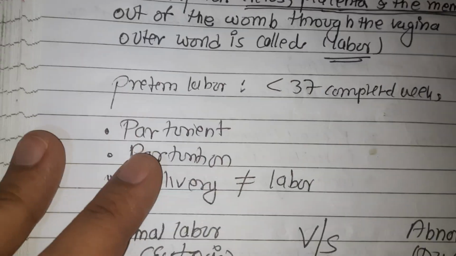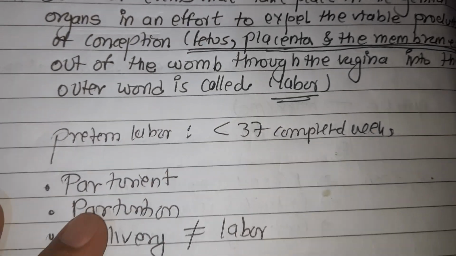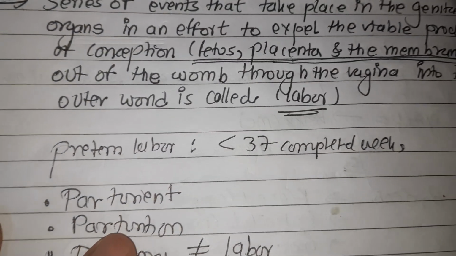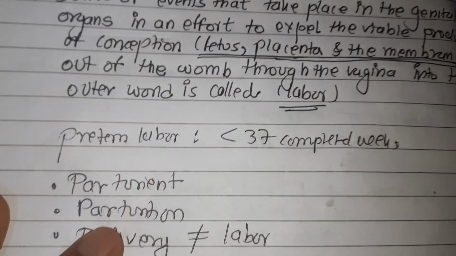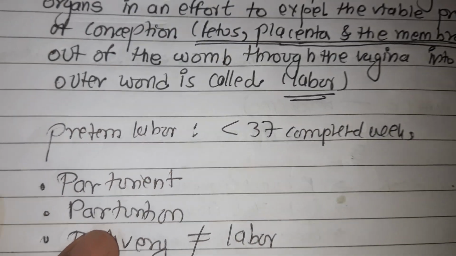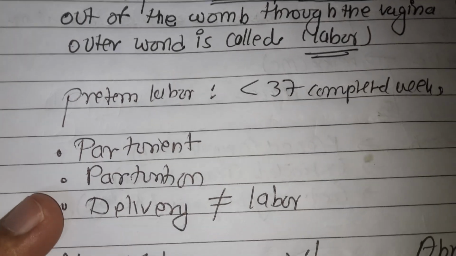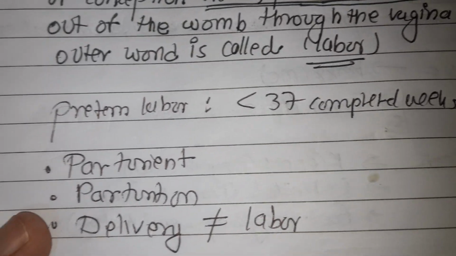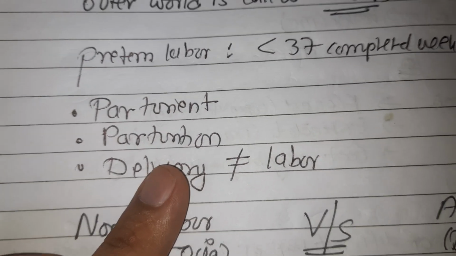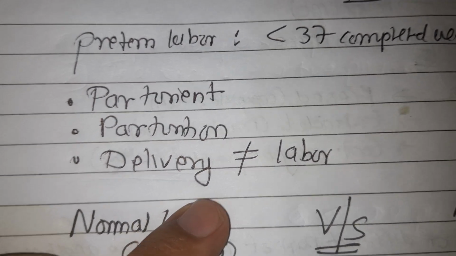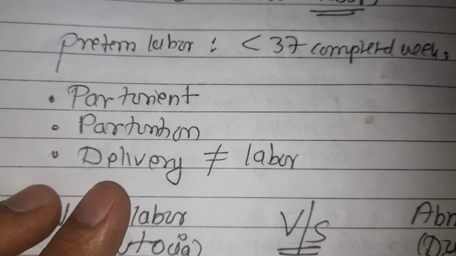The next term is parturition. What is parturition? The parturient is the patient in labor, that is the mother, and parturition is the process of giving birth. Labor is characterized by the presence of regular uterine contractions with effacement and dilatation of the cervix with fetal descent.